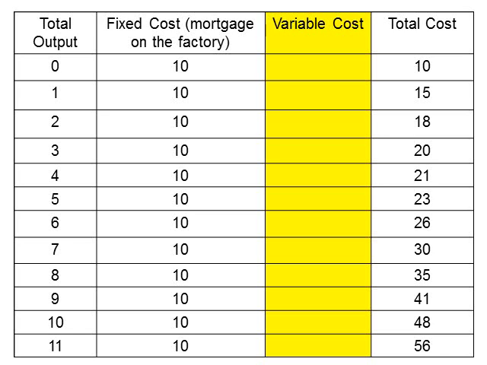The third column represents the variable costs, which is going to be labor in our case. The fourth column represents the total cost of manufacturing printers. Let's look at the first 3 rows of the output in more detail to learn how to calculate the variable costs.